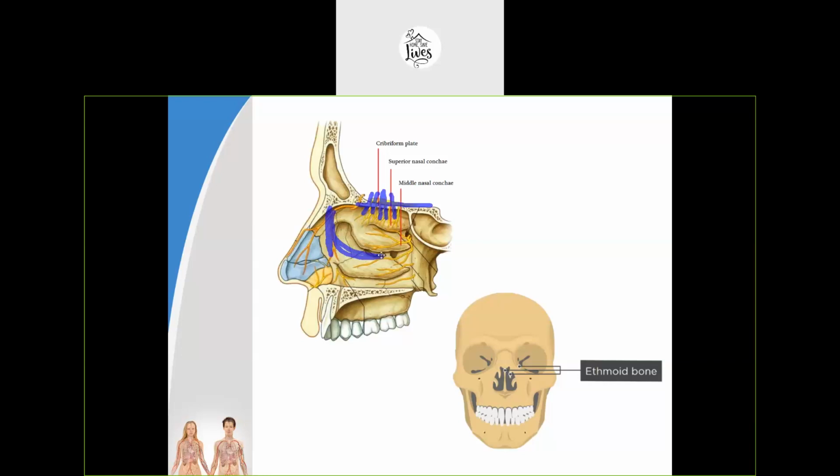As for the superior nasal concha, this is the superior nasal concha, and this is the middle nasal concha, making up wave-like projections, as we can see better on this picture. These wave-like projections increase the surface area in the nasal cavity. And here are the orbital plates that make up the medial wall of the orbit.